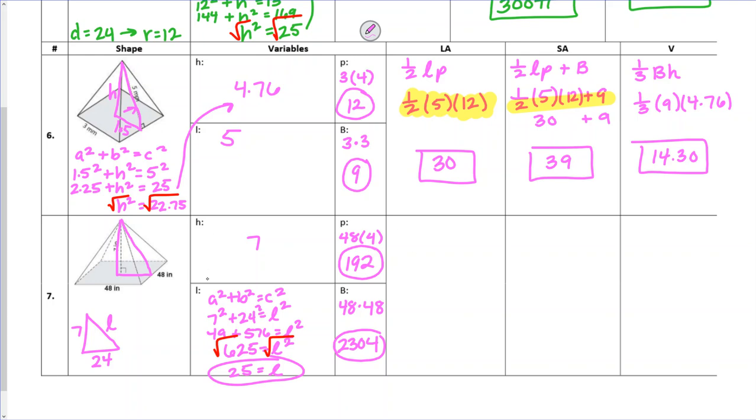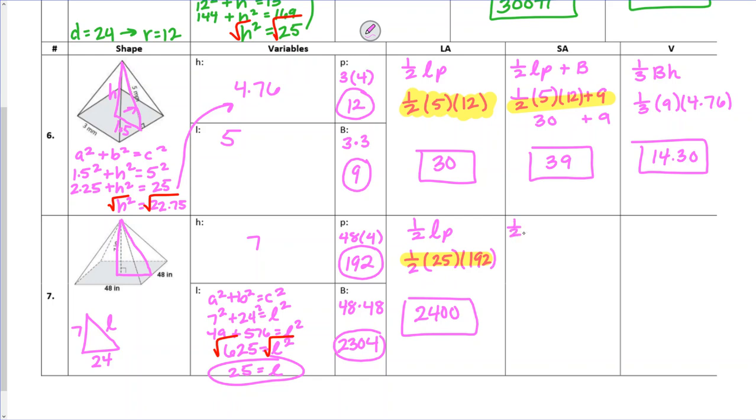All right, so now we have our H, L, P, and B. All that's left is to plug in our formulas. LA is 1/2 L times P. So 1/2 times L, which is 25, times P, which is 192. And we get 2,400. There is no pi. Plug it all in. No pi in the formula. No pi in the answer.